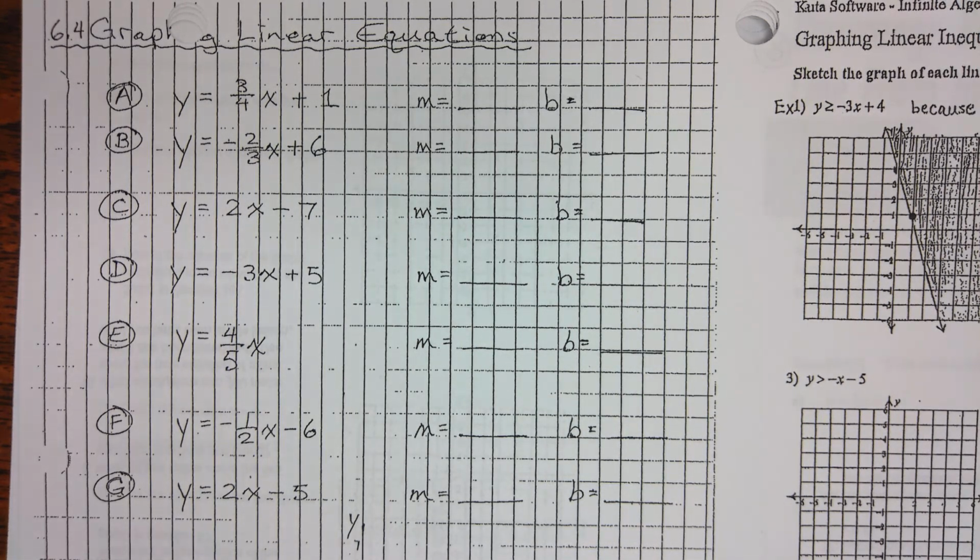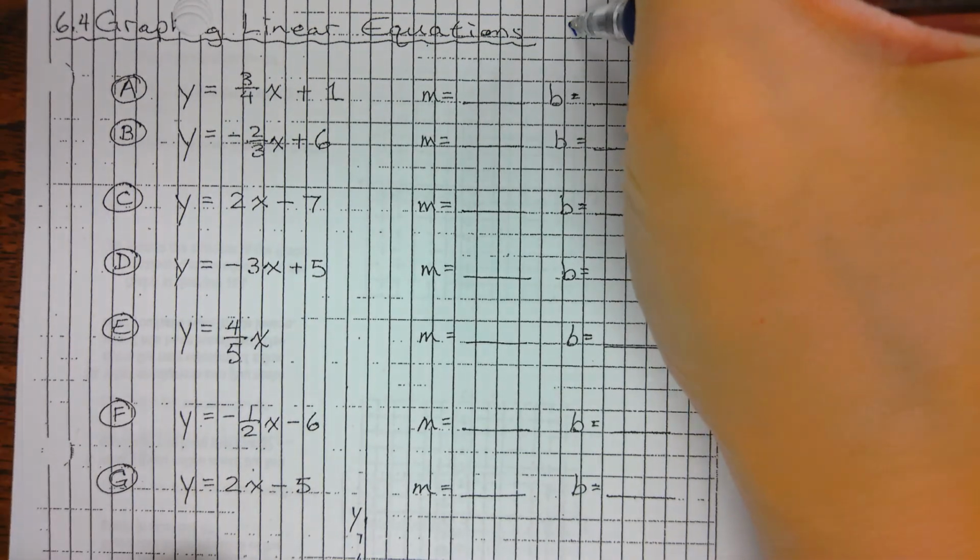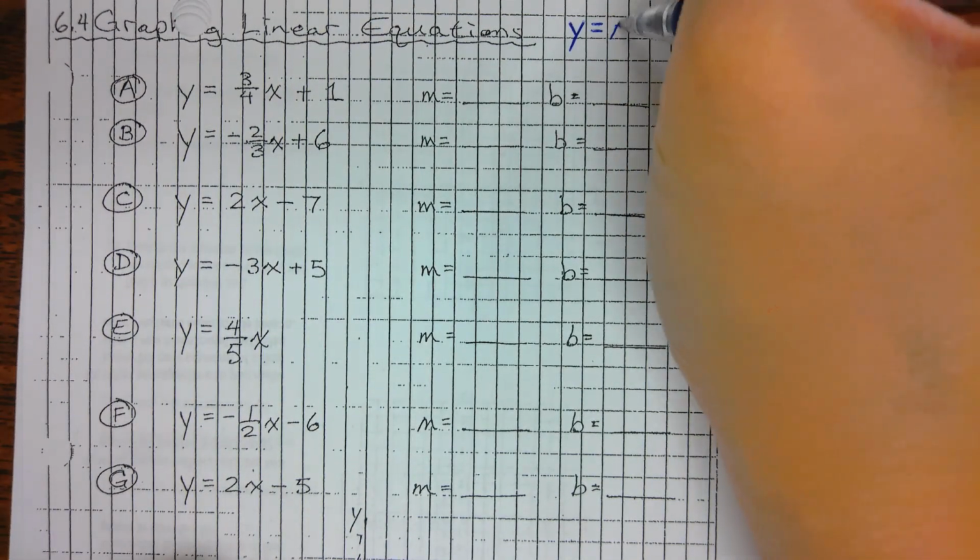Okay, so page 7 of the package. We're now going to learn how to graph it. We've been doing a lot of practice on slope, rise over run. So all these are in the format of y equals mx plus b.